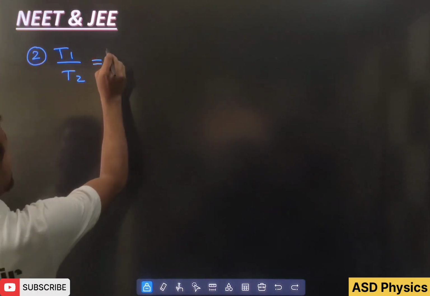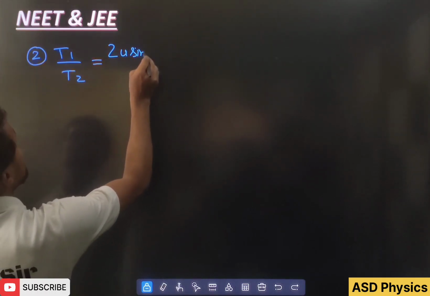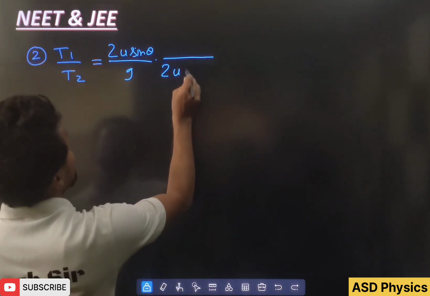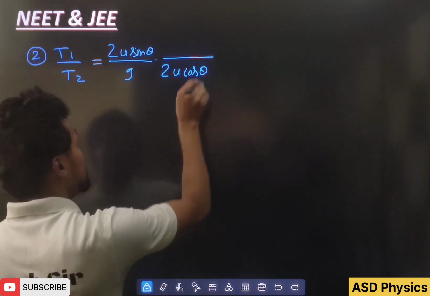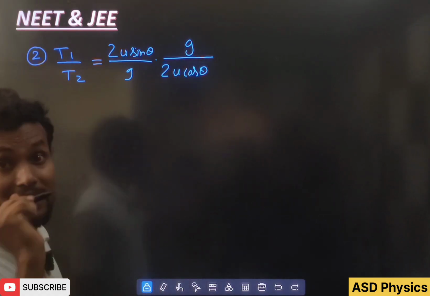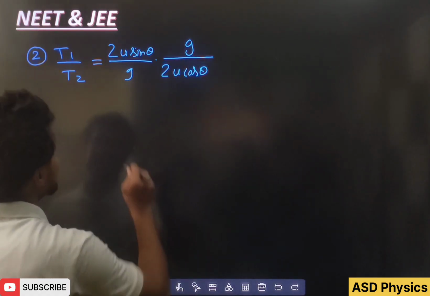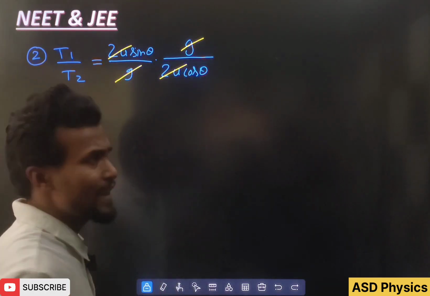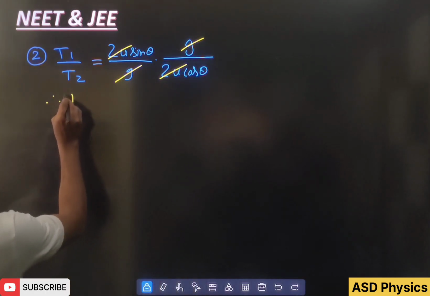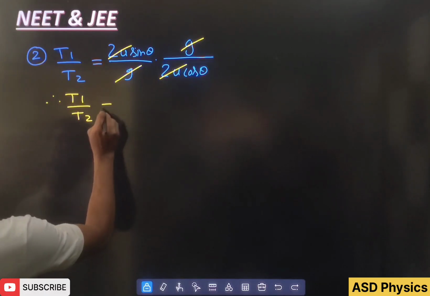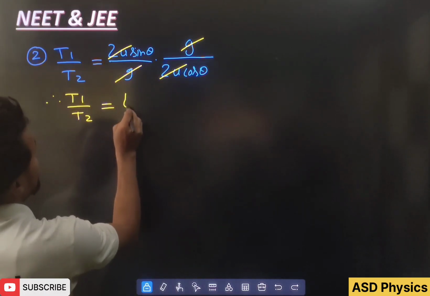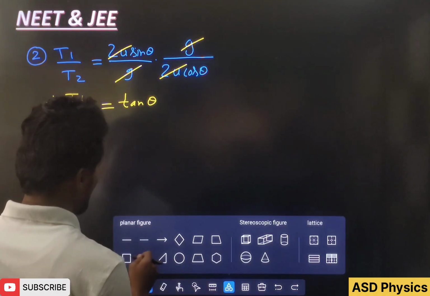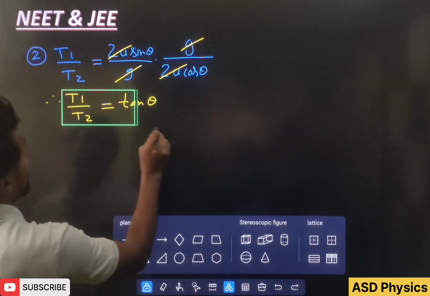What is T1? I can write 2u sine theta by g. And what is T2? 2u cos theta by g. G will go into the numerator, then this g and g cancel, this 2u and this 2u are also cancelled. Kindly see here, hence T1 by T2 is sine theta by cos theta, and this will become tan theta. So this relation also we should remember.